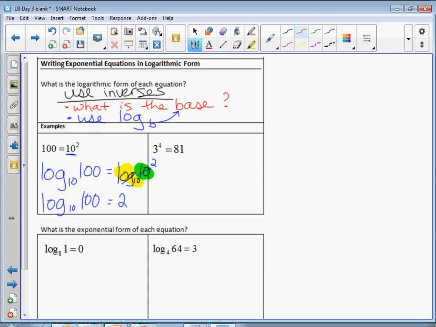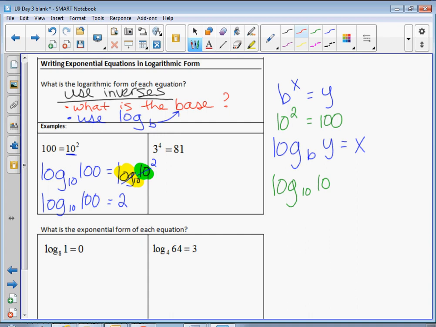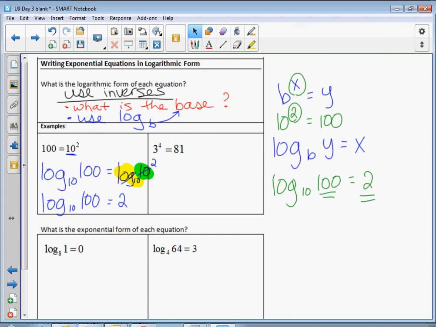So this is one way to do it. Another way is to know from the first page of our notes, we said b to the x equals y is the same as log base b of y equals x. Those are the same things. So in this problem it was 10 squared equals 100. If we know where to put those components, we can just transfer these around and know that the log base 10 of 100 will equal 2. So I just knew that my 2 was my x, so I had to put that at the end. I knew my 100 was the y, so I put the 100 here where the y was.